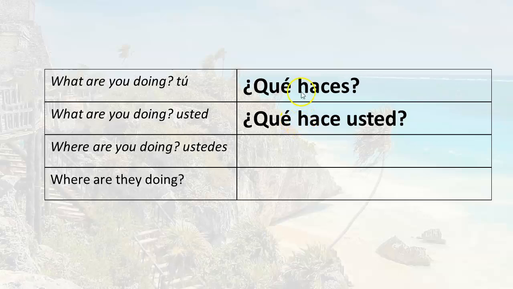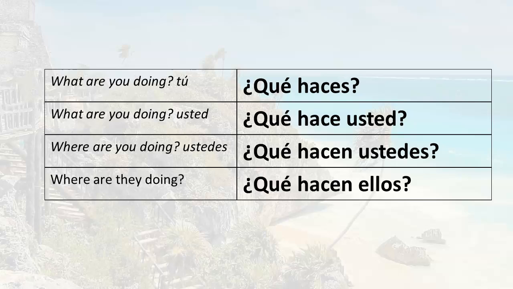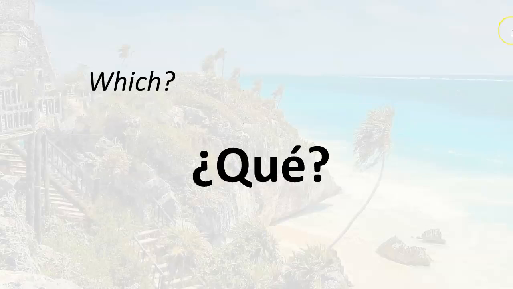Please note also that the H is silent in the verb hacer. What are you doing? What do you do? Using ustedes as a subject. ¿Qué hacen ustedes? And finally, what are they doing? Or what do they do? ¿Qué hacen ellos?